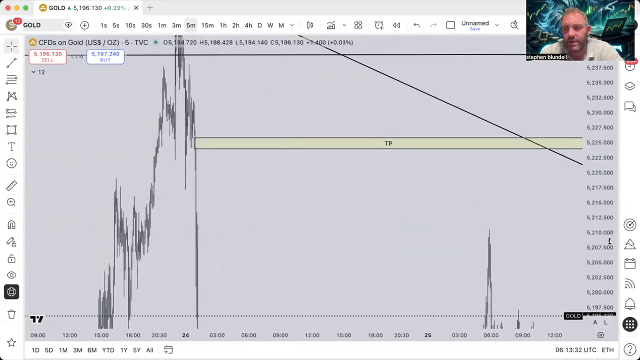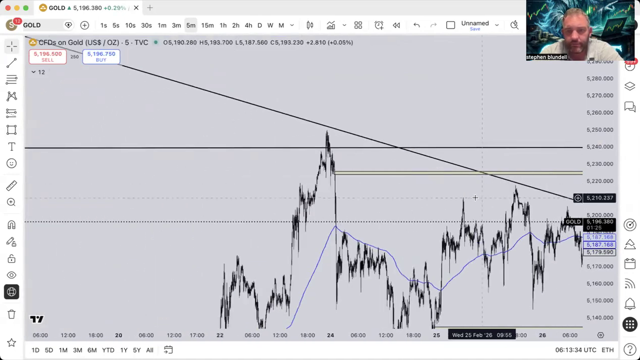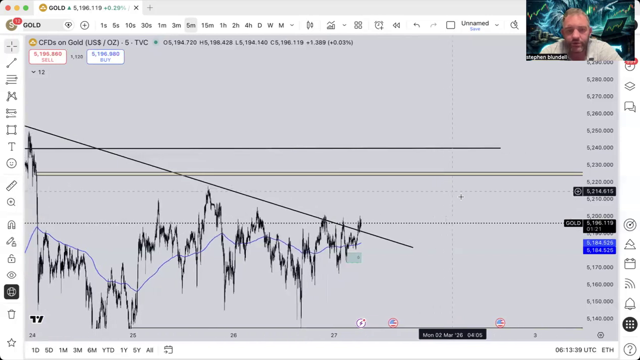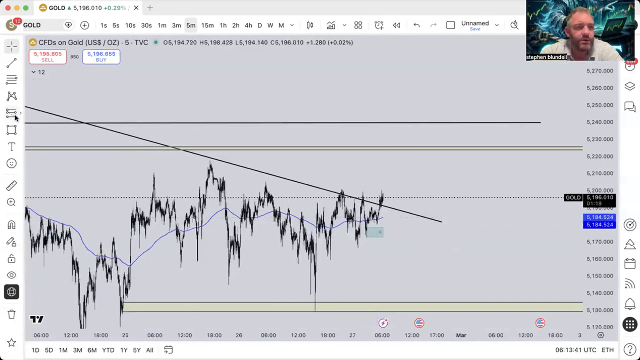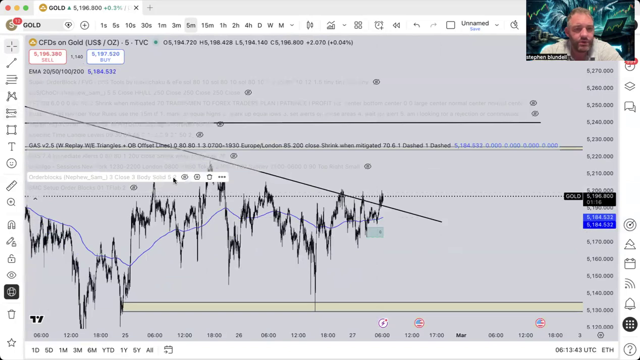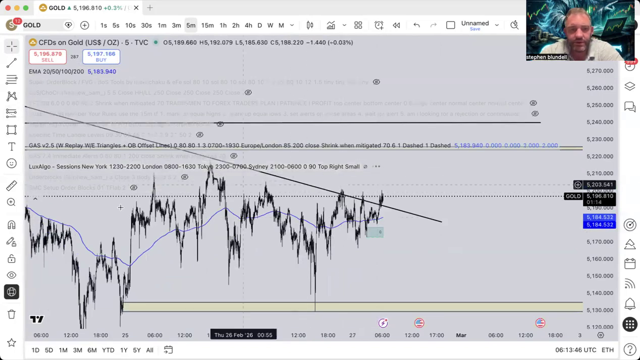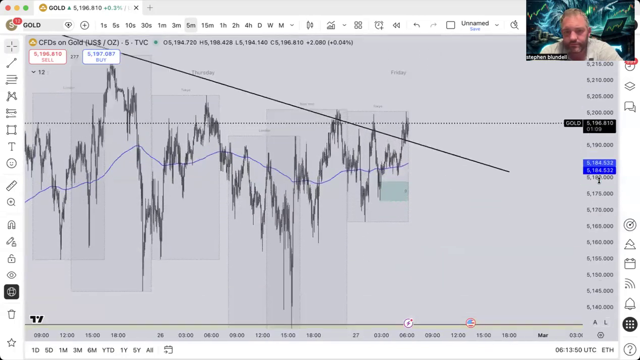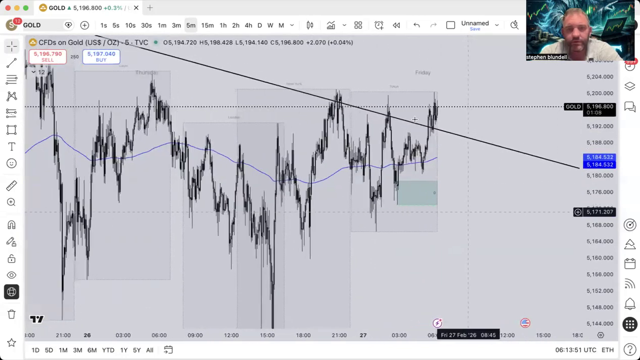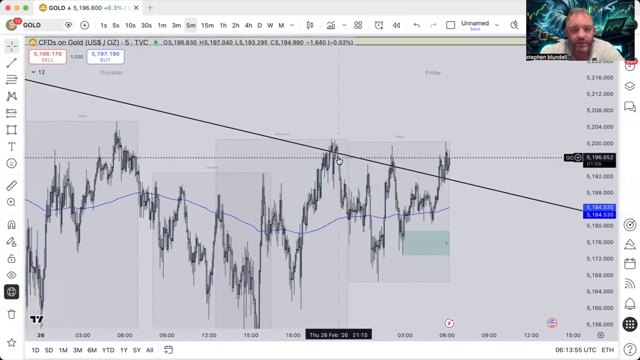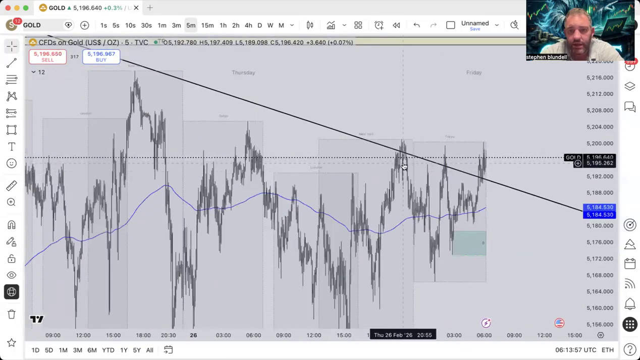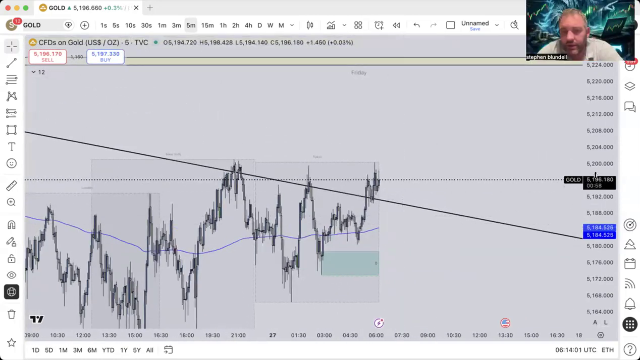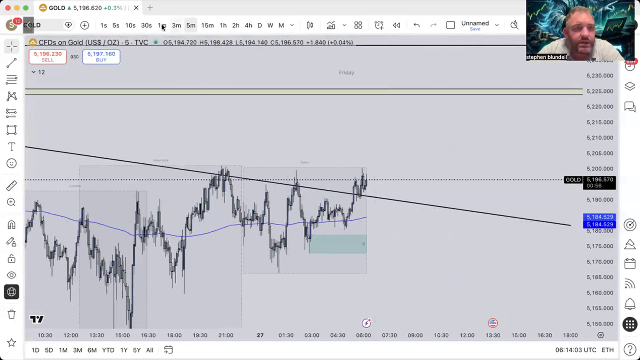because I'd like to see this swept, come up, test this area, and then drop. So obviously we've got the 5 minute order block there. Let's just go on to sessions. Obviously we know this is Asia session. So we've broken through. We broke through this obviously like last night. Broken through. So yeah, not unless we get something.